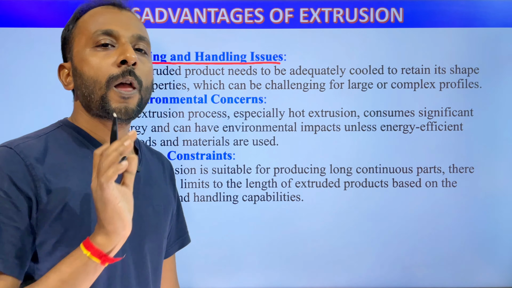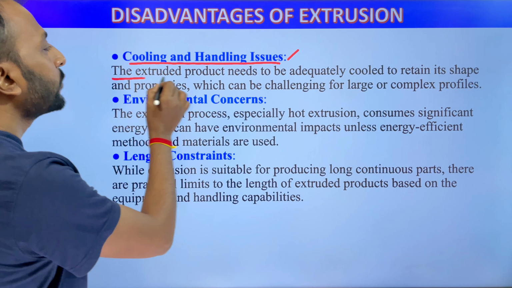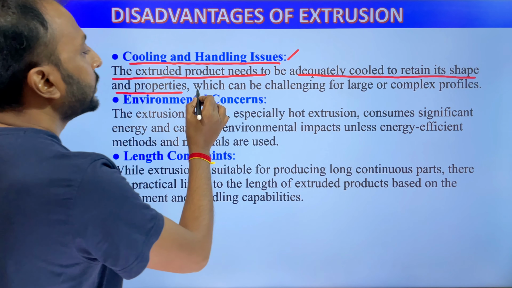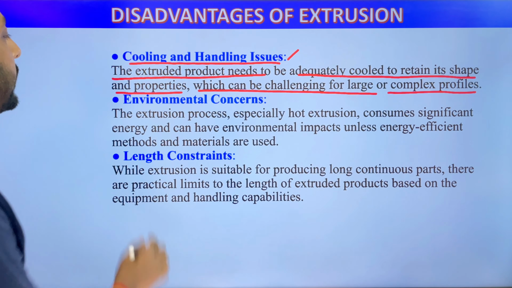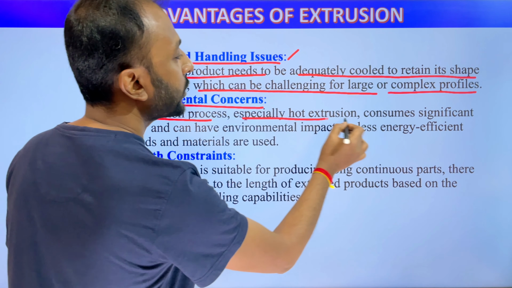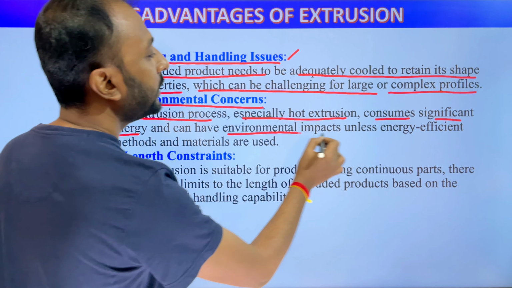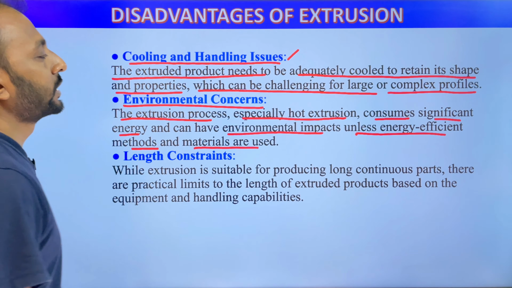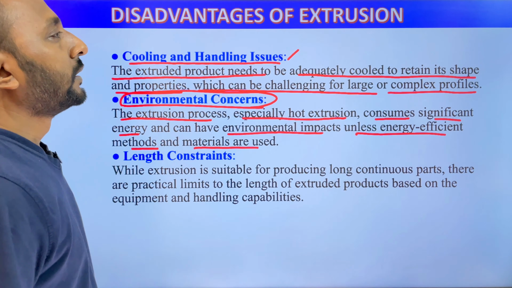The next disadvantages are cooling and handling issues. When we are doing the hot extrusion process, this limitation can be found. The extruded product needs to be adequately cooled to retain its shape and properties, which can be challenging for large or complex profiles. Next is environmental concerns. The extrusion process, especially hot extrusion, consumes significant energy and can have environmental impact unless energy efficient methods and materials are used. This is a huge concern for our environment.